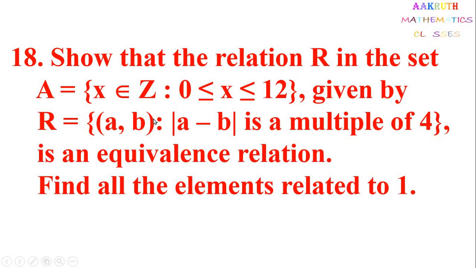So next question, show that the relation R in the set A, the set of all X belongs to Z such that 0 ≤ X ≤ 12, given by R equal to the set of all (A, B) such that |A − B| is a multiple of 4, is an equivalence relation. Find all the elements related to 1.